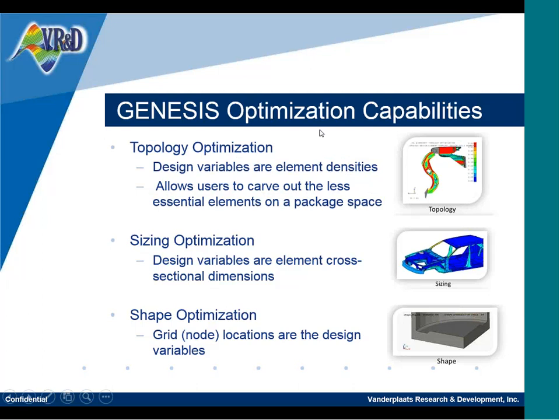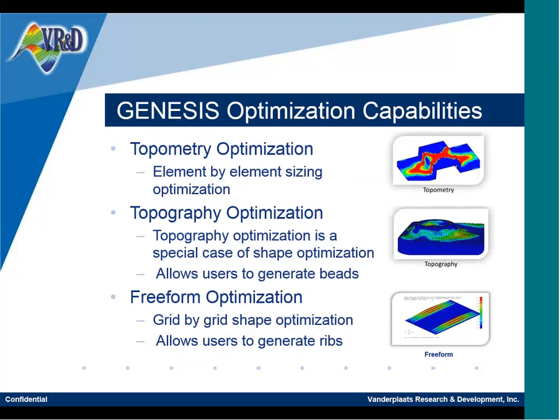On the structural side of things, we have a few different software products, but our flagship product is the Genesis optimization. That is the optimization code that runs in the background with the ANSYS interface as well. We have 6 different types of optimizations. They are topology, sizing, shape, topometry, topography, and freeform. Ms. Dong, I believe, will go into a little bit more detail about it, so I'm going to skip those details in this introduction.